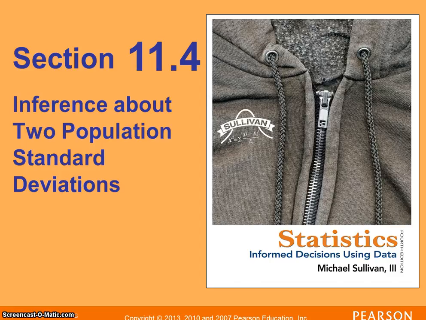That should pretty much end section 11.3, and that ends our discussion of inference about two means. The last thing we have to talk about is the inference about two population standard deviations or two variances. Just like in the last chapter, we talked about the proportion first, then the mean, and then the standard deviation. So in 11.4 we'll talk about the inference about two population standard deviations, which will again involve the F statistic.